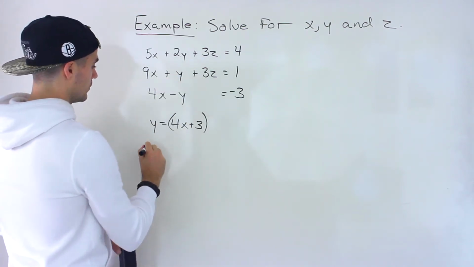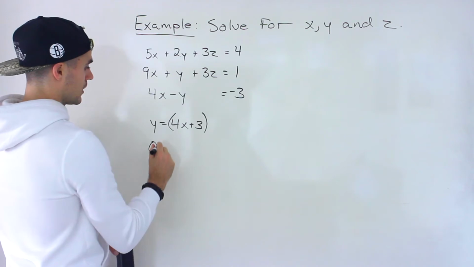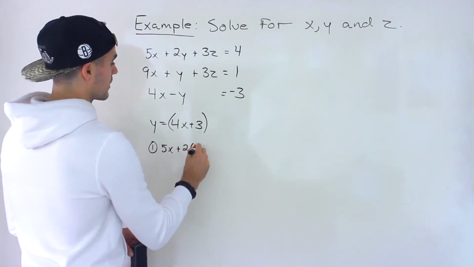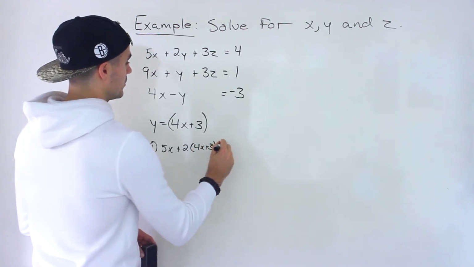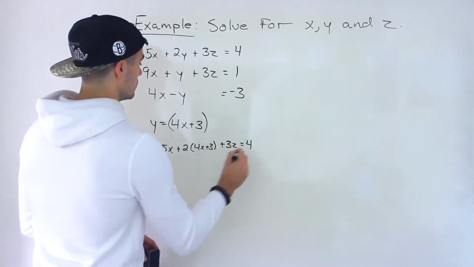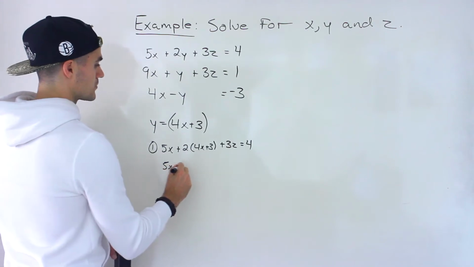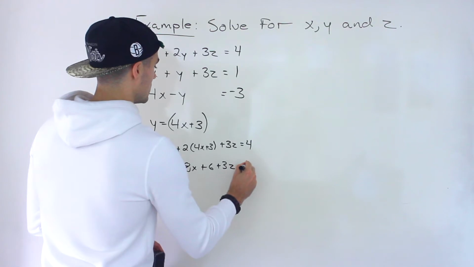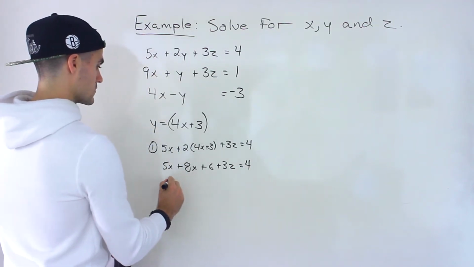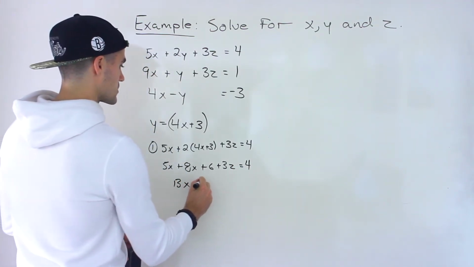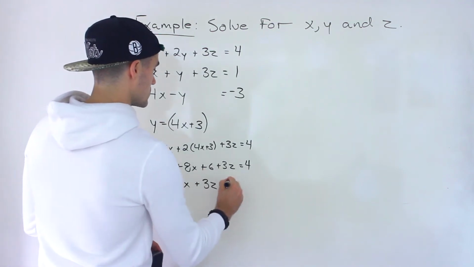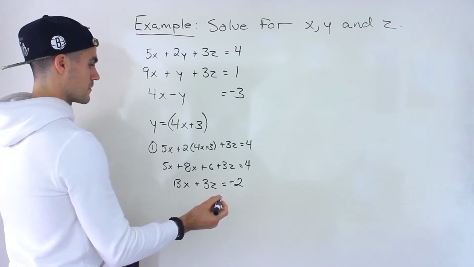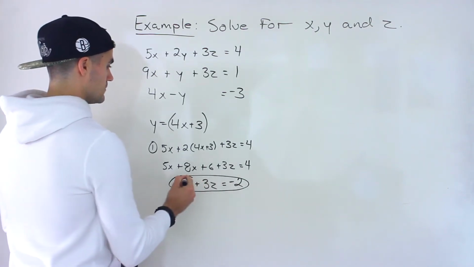So starting with plugging it into equation 1, we'll have 5x plus 2 bracket 4x plus 3 plus 3z is equal to 4. So this would end up being 5x plus 8x plus 6 plus 3z is equal to 4. So this would end up being 13x plus 3z is equal to -2. So that's one equation right there.